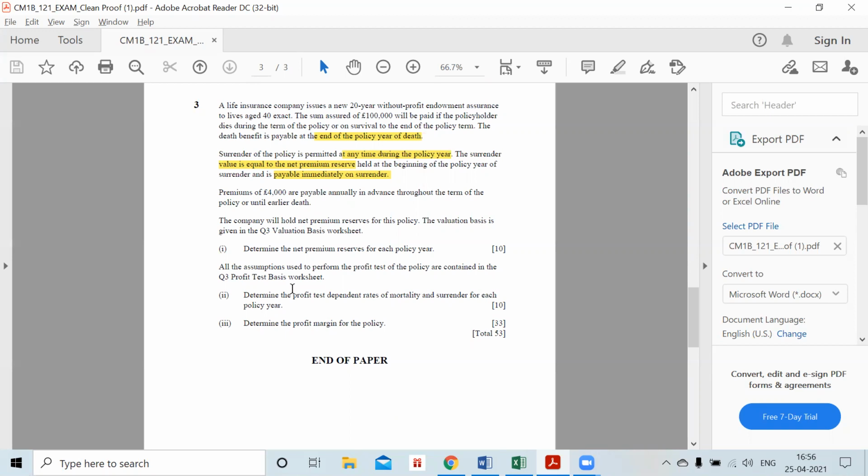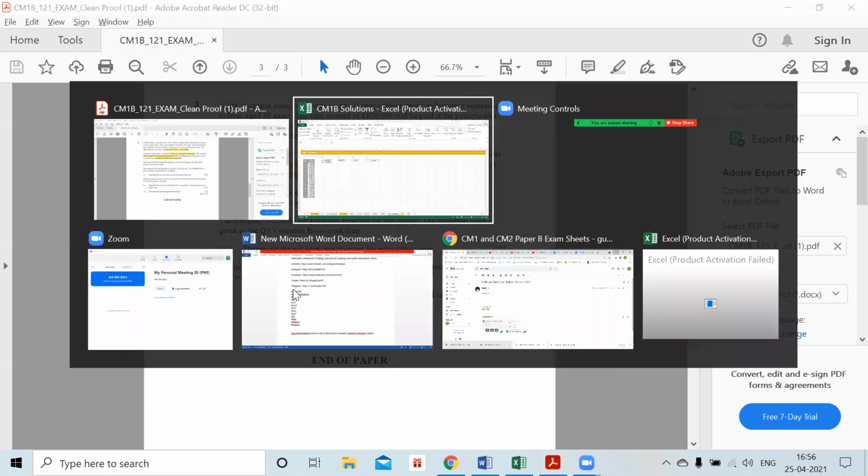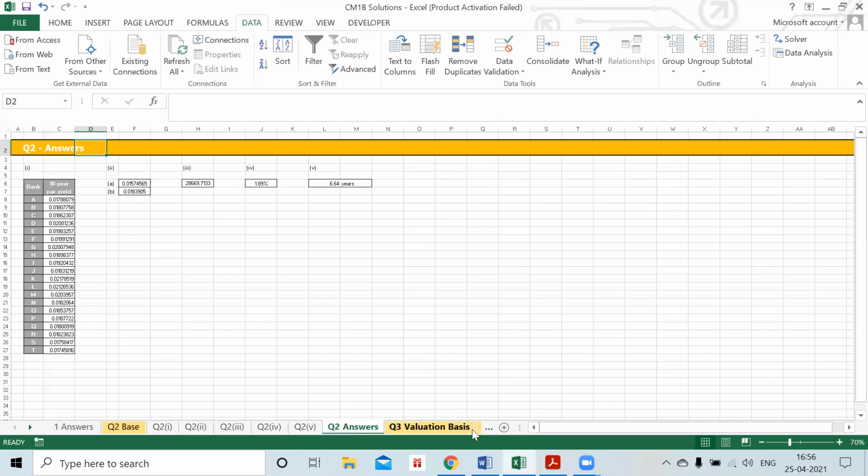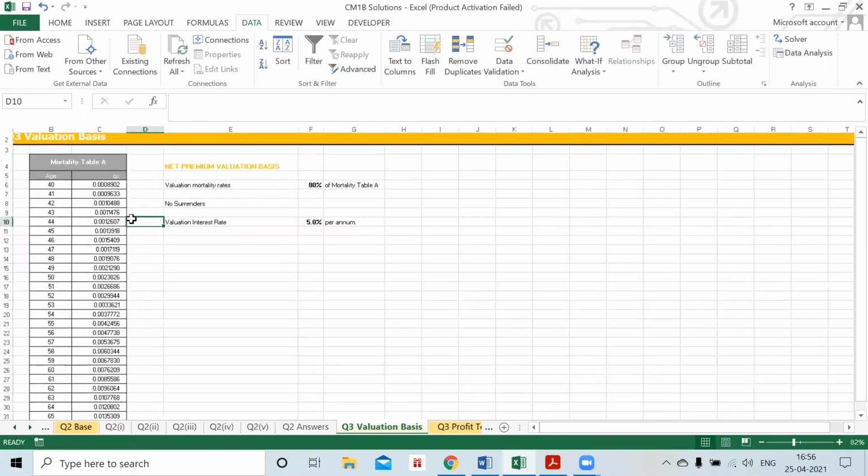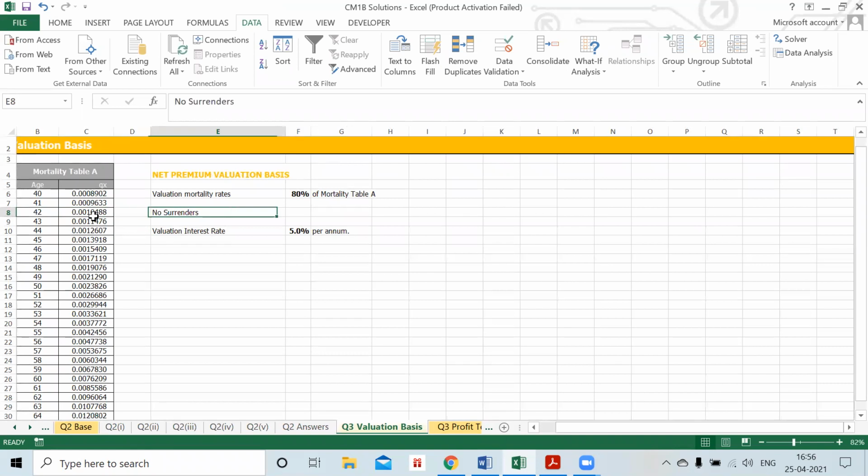Premiums of 4,000 are payable in advance throughout the term of the policy. The company will hold net premium reserves. The valuation basis is given in the question 3 valuation basis worksheet. Determine the net premium reserve. So let's see the data which is given to us. This is the valuation worksheet. Mortality is given, and valuation mortality is 80% of this table, there are no surrenders in the net premium reserve, and the valuation interest rate will be 5% per annum. So basically reserves will be maintained at this interest rate.